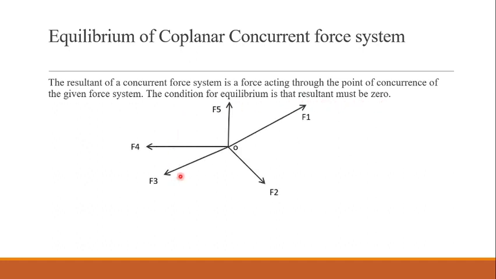So let us see, these are the 5 forces acting at a point O. So this is concurrent and acting in the same plane. So the equations of equilibrium for these are summation of Fx equal to 0 and summation of Fy equal to 0. So remember, the equations of equilibrium for a coplanar concurrent force system are summation of Fx equal to 0 and summation of Fy equal to 0.